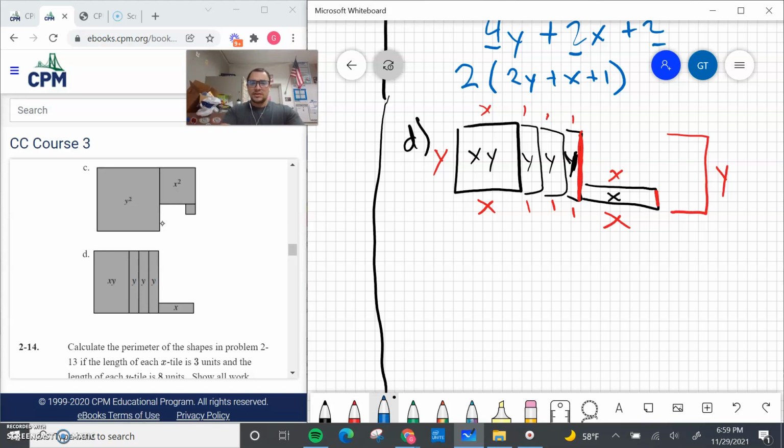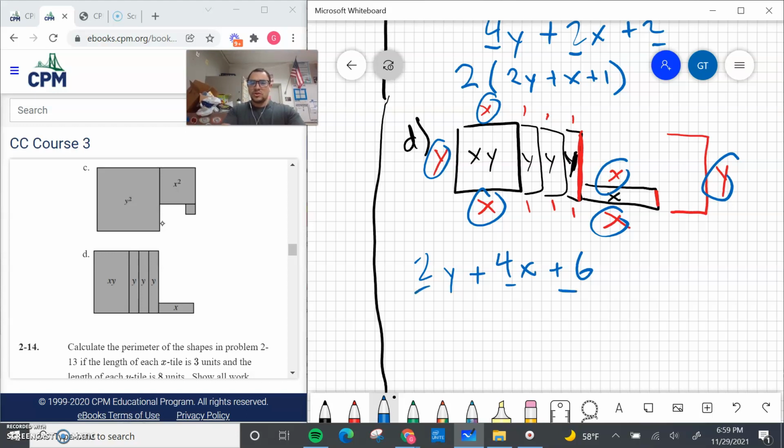So let's go ahead and circle y2. So that is going to be 2y plus x, x, x, x. That's 4 x's. Plus 1, 2, 3, 4, 5, 6. And that is what we're going to do. If you want to go crazy, you can reduce that and go 2 plus y plus 2x plus 3.